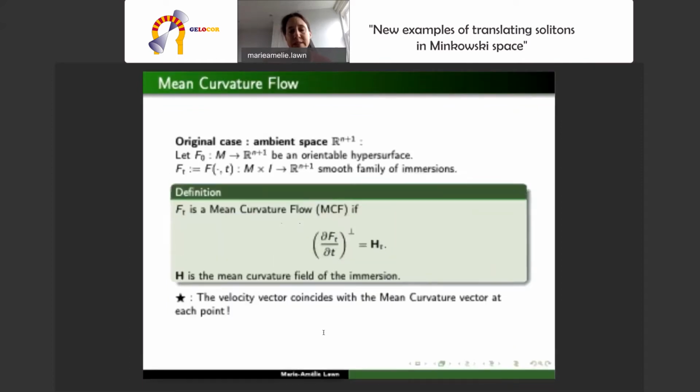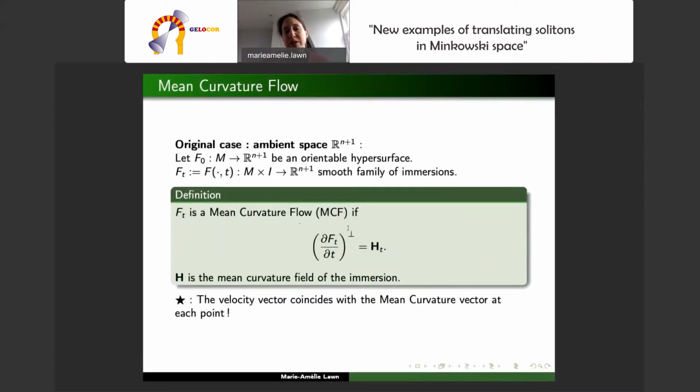But of course, this equation is very difficult to solve in general. So rather than solving it, what one expects is to find short-term behavior or the existence of solutions of finite time blow up.